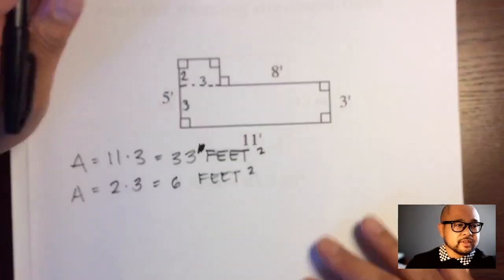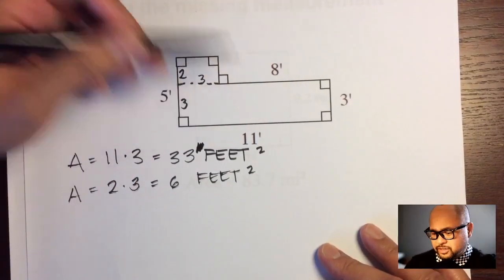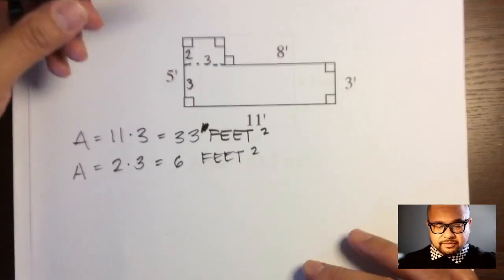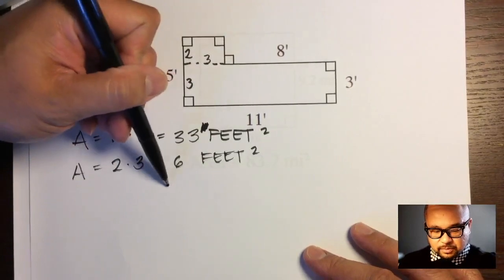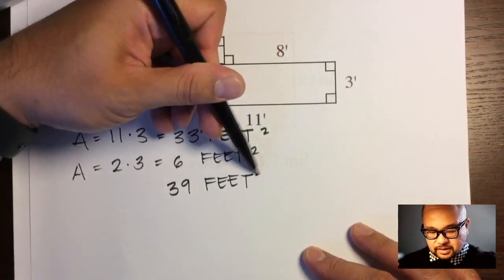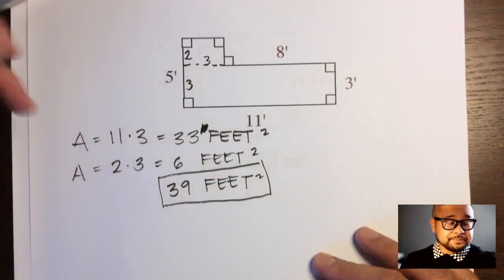And we want the area of this entire weird looking shape, which is not really weird, it's an L or some kind of L. 33 plus 6 would be 39 feet squared. And there's our final answer.